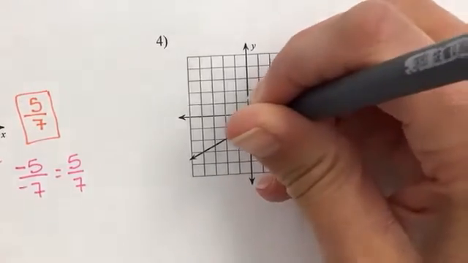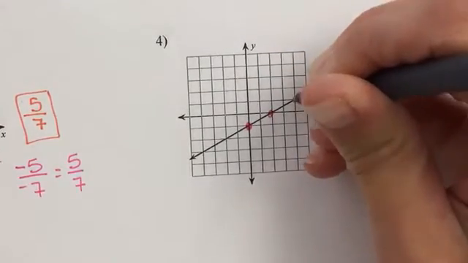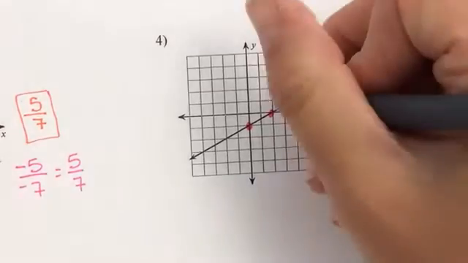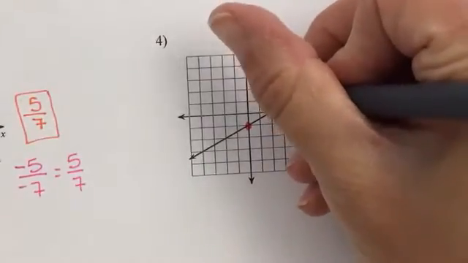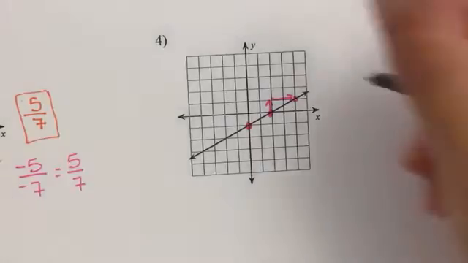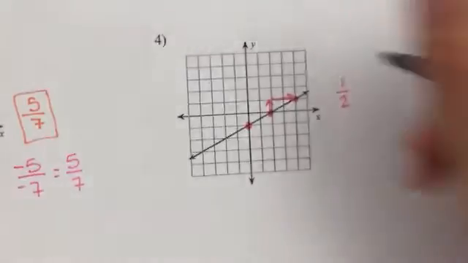I see one right here, here, here. I like to pick the two closest to each other. So I would just go up 1, right 2, 1 over 2, rise over run.